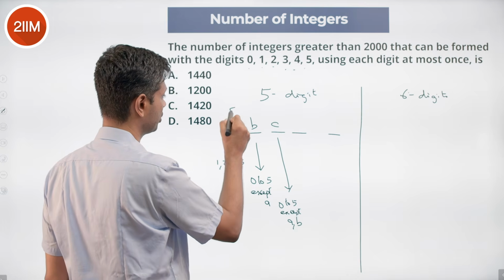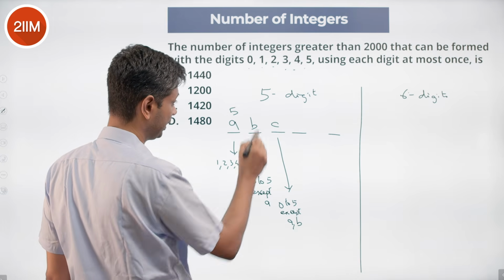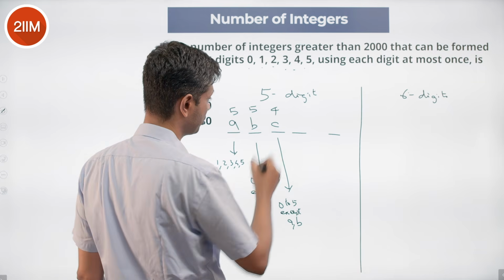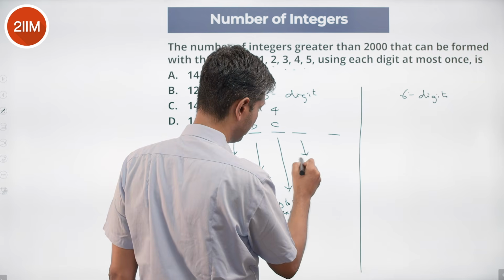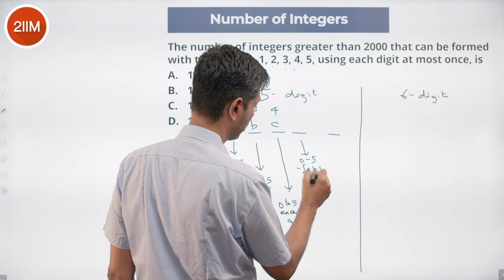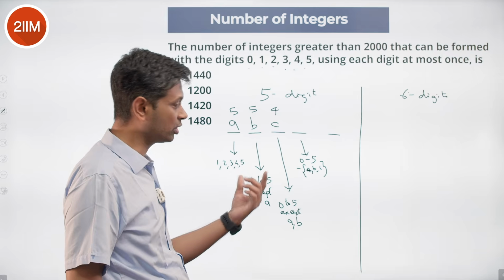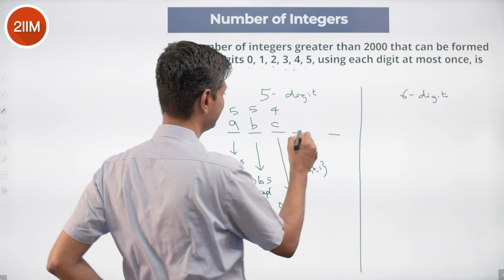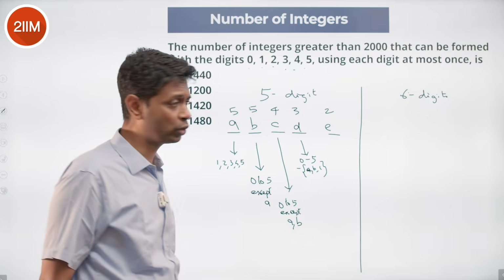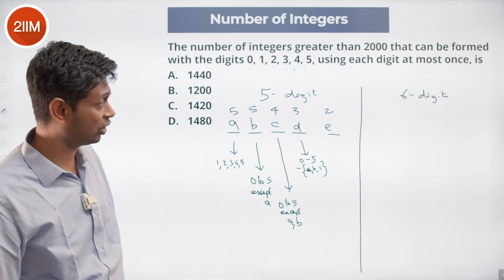There are 5 options for this. Out of 6 we subtract A, 5 options. For the next, out of 6 we subtract A and B, 4 options. Here what will we do? We'll say 0 to 5 minus A, B and C. Out of 6 options we subtract 3. So 5 into 5 into 4 into 3 into 2. Not many 5-digit numbers are possible.